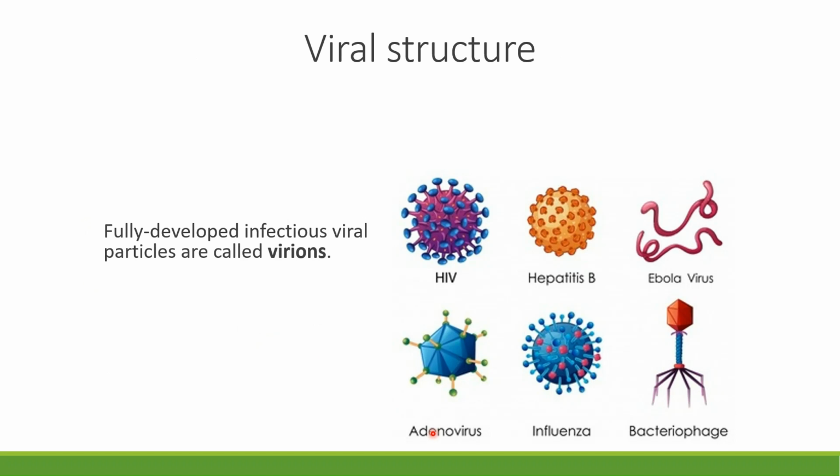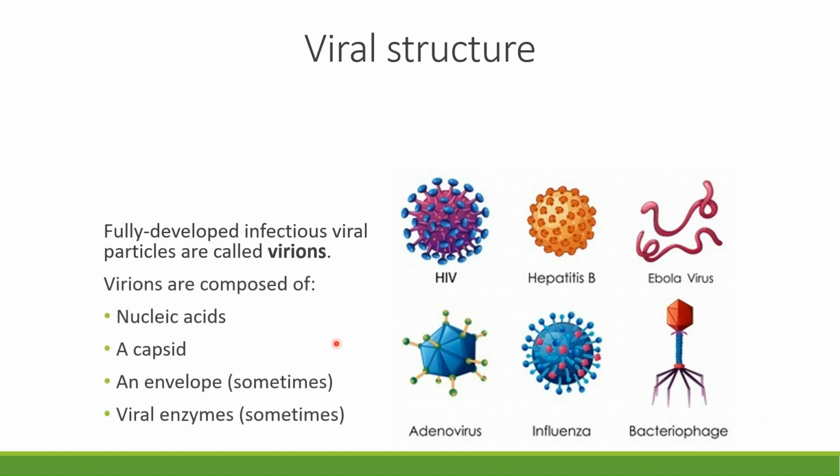Here we can see different examples of viral structures. We have fully developed infectious viral particles that we call virions. When they're fully assembled here, you can see this is an HIV virion, this is a hepatitis B virion, the Ebola virion, adenovirus virion, here's influenza, and a bacteriophage virion.